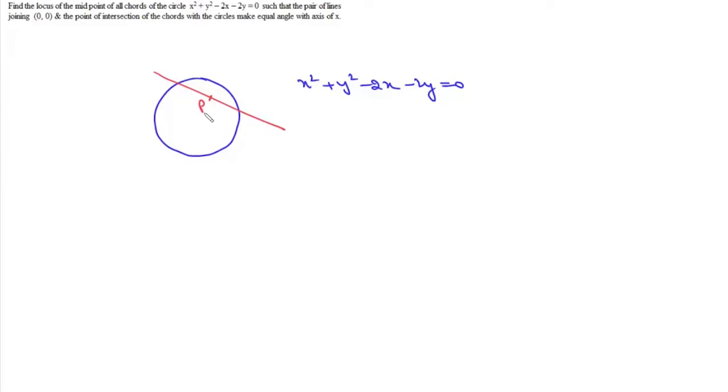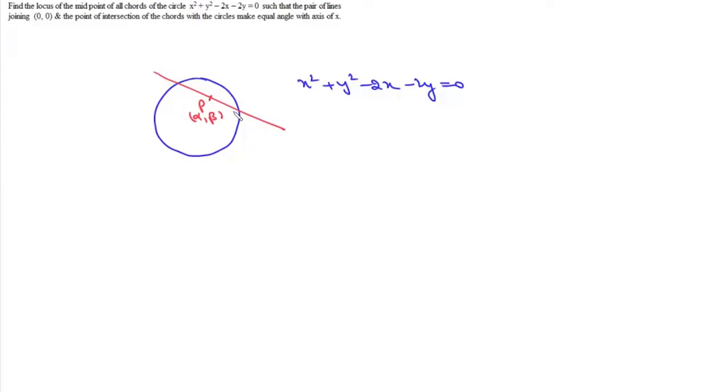Now here the question is, find the locus of midpoint of all chords of this circle such that the pair of lines joining origin and the points of intersection of chords with the circle make equal angle with the axis of x. First we have this circle whose equation is x square plus y square minus 2x minus 2y equals 0. Now we need to find the locus of midpoint of chord of this circle. Since it is a locus problem, the first step is to identify the point. We have to find the locus of midpoint, and let this point be alpha beta.